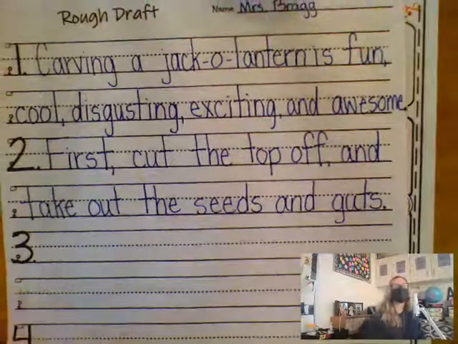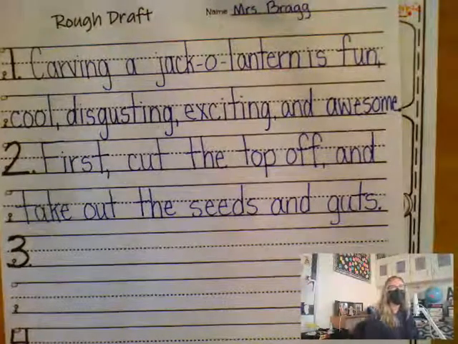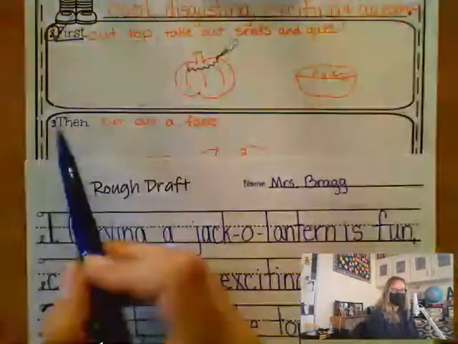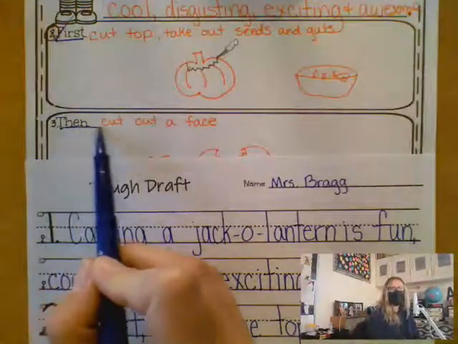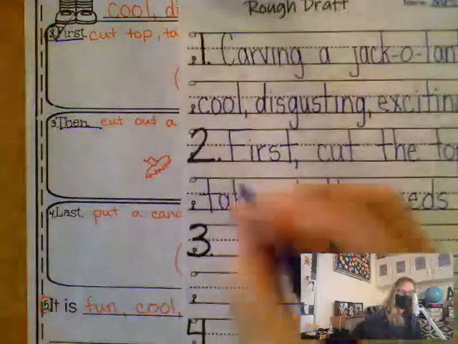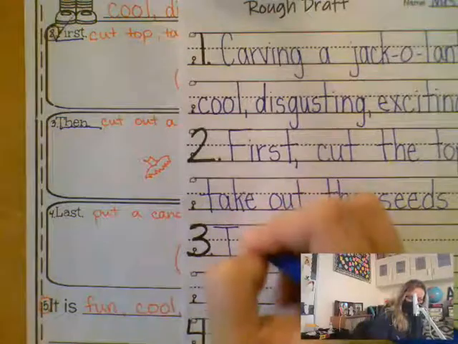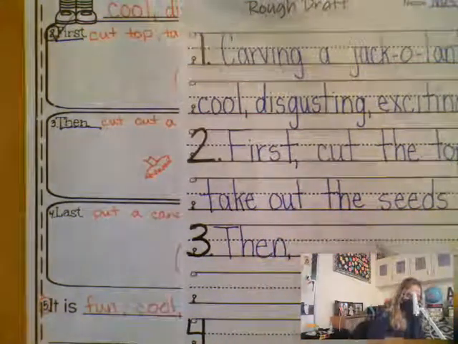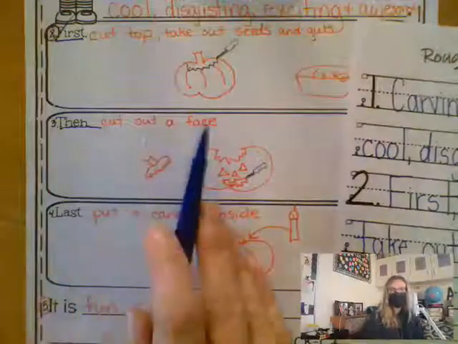Who knows? I just finished step 2. What do I do, Camila? Go to number 3. So 2 is done. I can check it off. See this word here? Then. So what's the first word I'm going to write next to 3? Then. Copying it right off the paper. Then I said cut out a face.